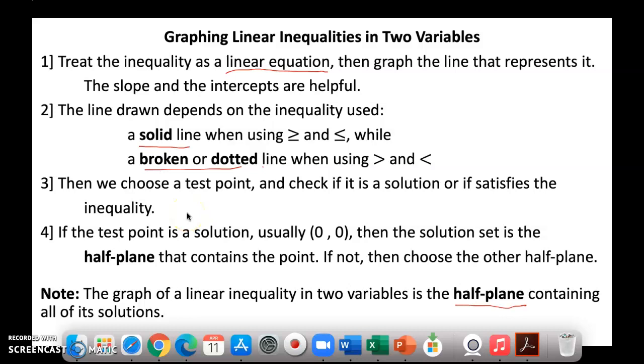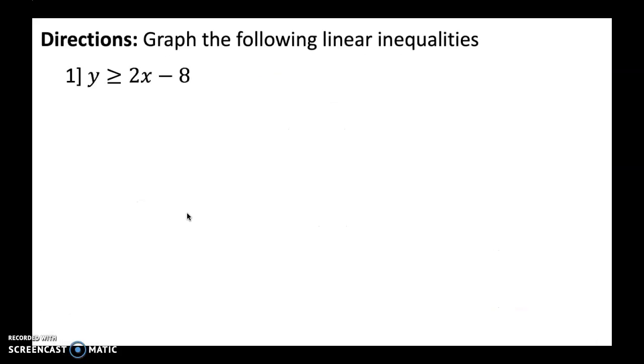Kindly pause the video and copy the steps in graphing linear inequalities in two variables. Let's have these exercises. Directions: graph the following linear inequalities. Number 1. y is greater than or equal to 2x minus 8.